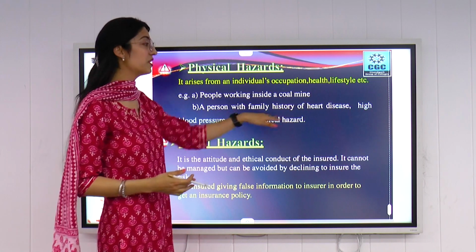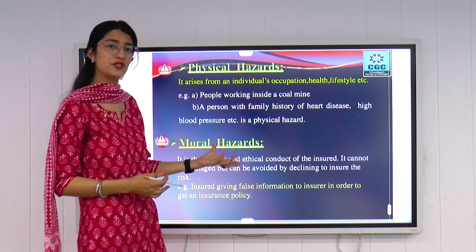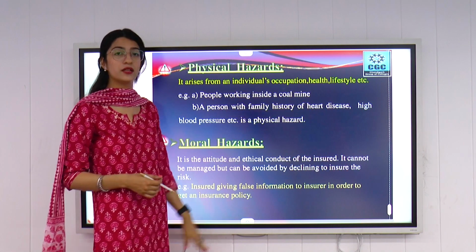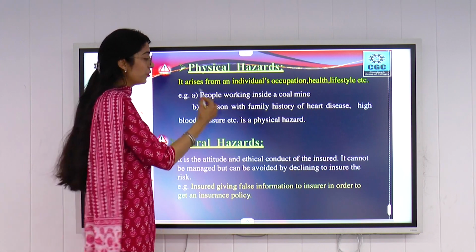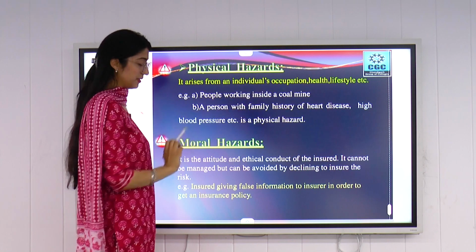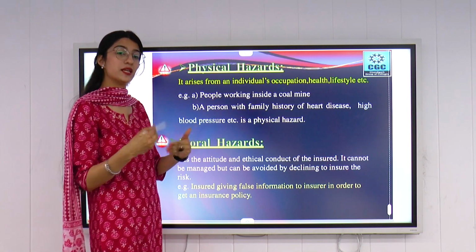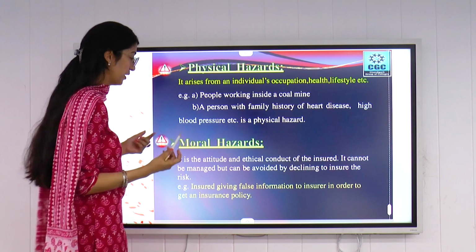If the person has a family history of heart disease or blood pressure, there is more chance that this person could get a heart attack. So these are the physical hazards. They increase and intensify the chances of that peril occurring.